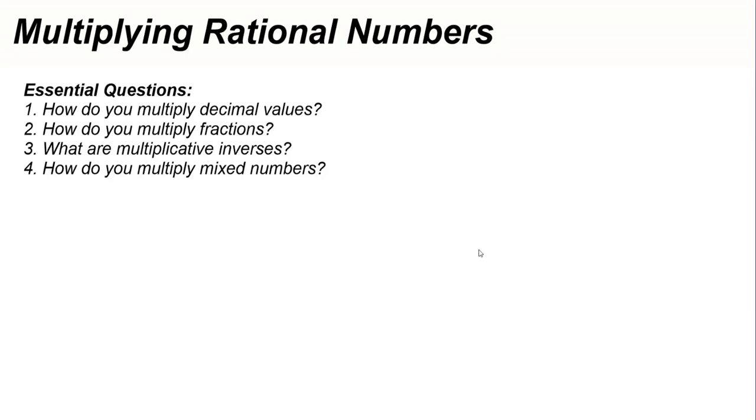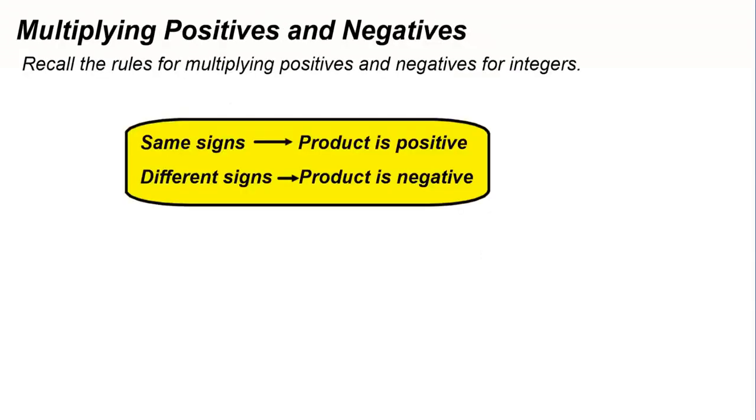We are moving on to multiplication of rational numbers. What we want to accomplish in this video are how do you multiply decimal values, how do you multiply fractions, what are multiplicative inverses, and how do you multiply mixed numbers. So again, we're working into these operations with all of our rational numbers.